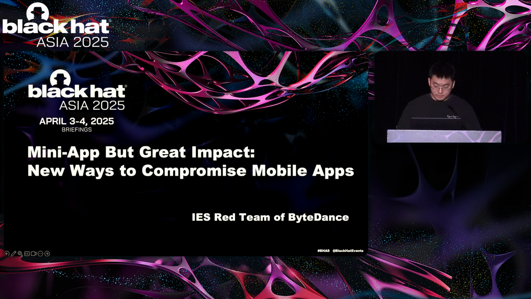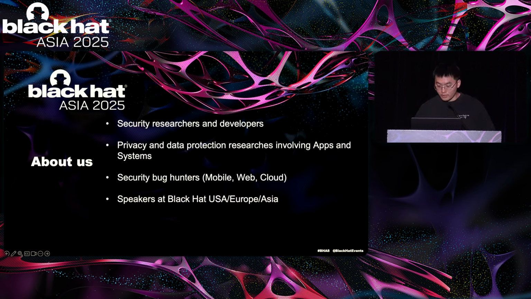Okay, let me talk about ourselves for a little bit. My name is Wen Wei, and my colleague next to me is Cao Xiangyu. There are other contributors who are not here today, and our team members are security researchers and developers at IES Red Team. Our team members focus on privacy and data protection research, and our contributors are also bug hunters interested in mobile, web, and cloud security. Our team has spoken at Black Hat USA, Europe, and Asia.